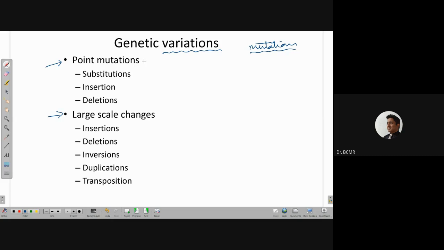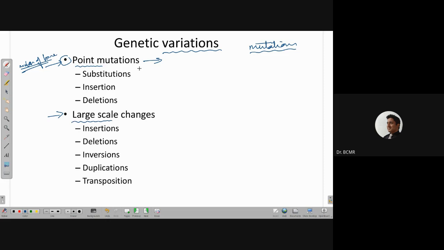So point mutations, I'll quickly summarize what these are. Point mutations and large scale mutations differ in the number of bases that are changed. If there are 1, 2, or small numbers, then you usually call them point mutations. But if there are large scale differences between the two genomes that you're comparing, then you call them large scale insertions or changes.